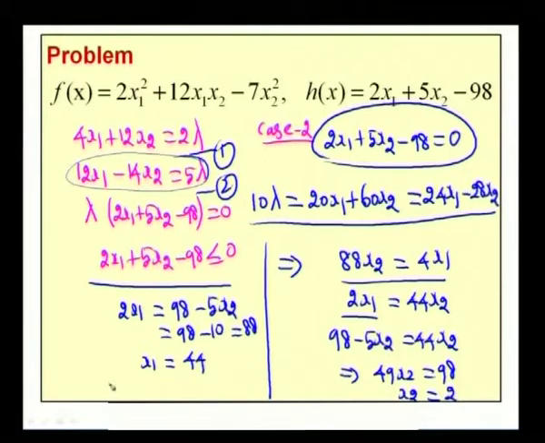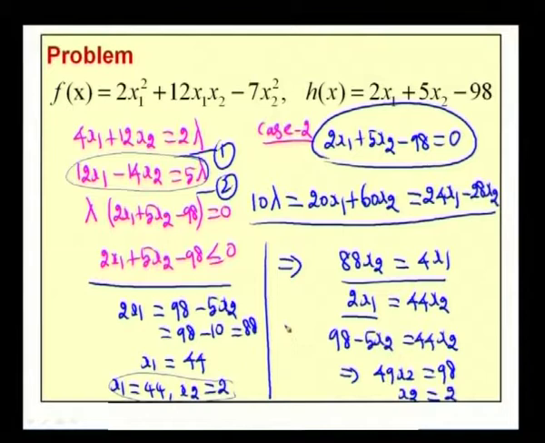Therefore, the solution for this problem for the case 2x1 plus 5x2 minus 98 equal to 0 is x1 value 44 and x2 value 2. Now, we can easily verify that with these values of x1 and x2, all the equations are satisfied: equation 4 is satisfied, equation 3 is satisfied, and equations 1 and 2 are satisfied.